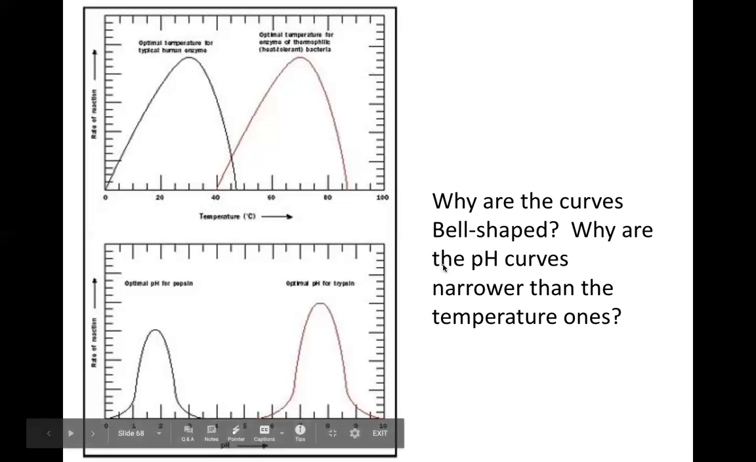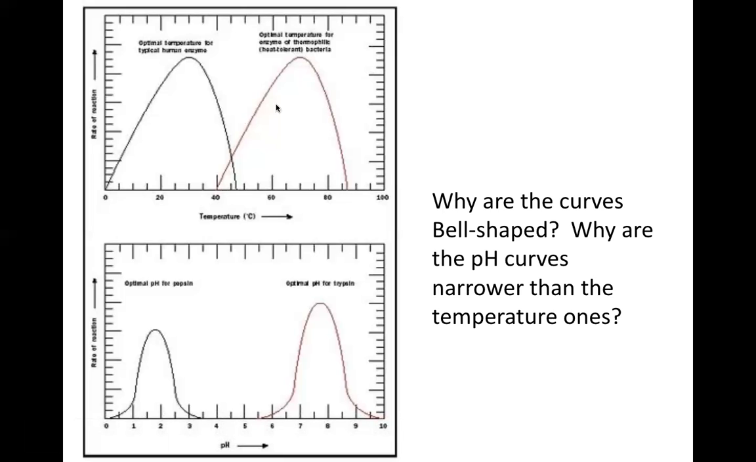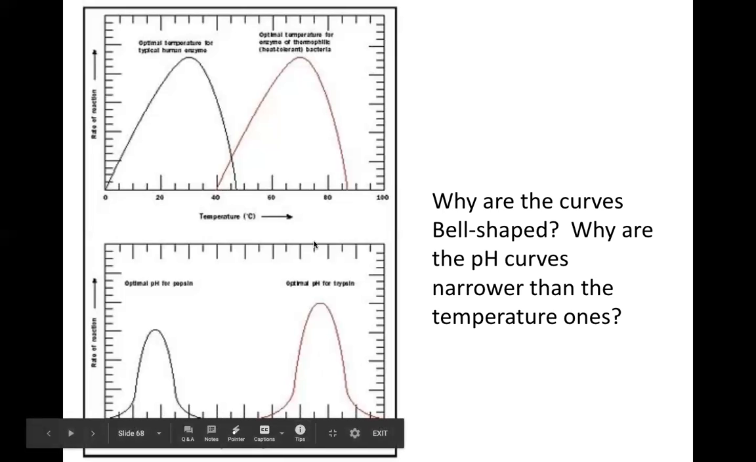They're bell-shaped curves because we're approaching optimum conditions, and past optimum conditions, the reaction rate falls again. But why is this bell wider than this one? This is temperature and this is pH. And my hint to you is look at the scale of the x-axis.